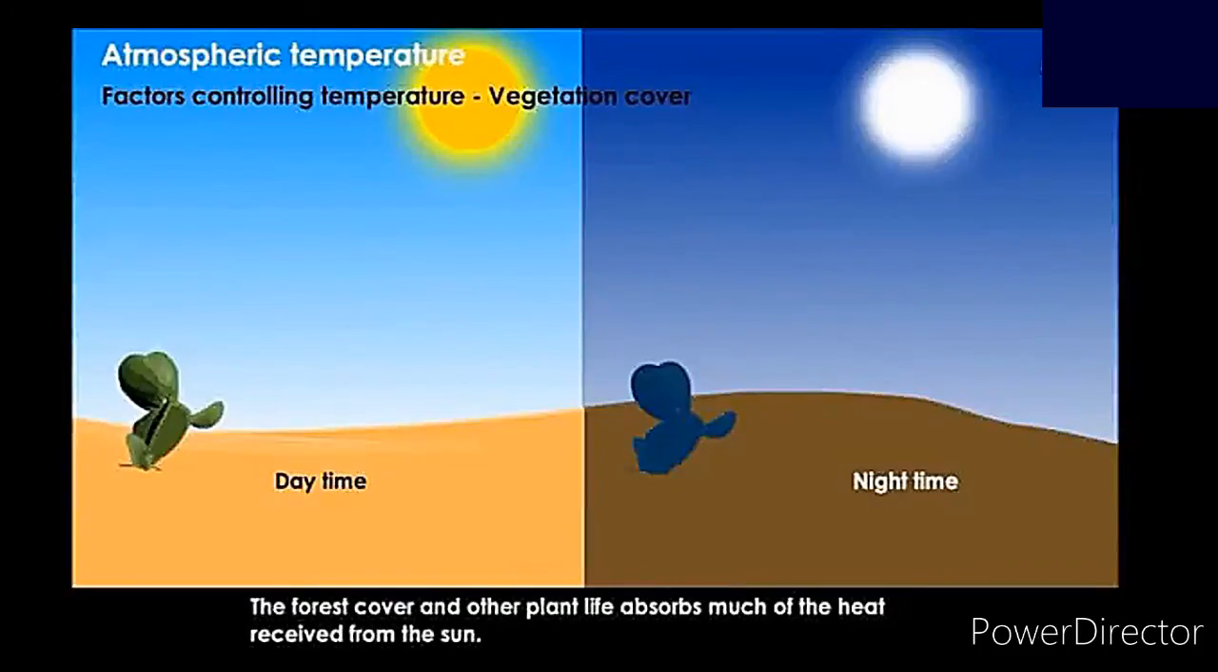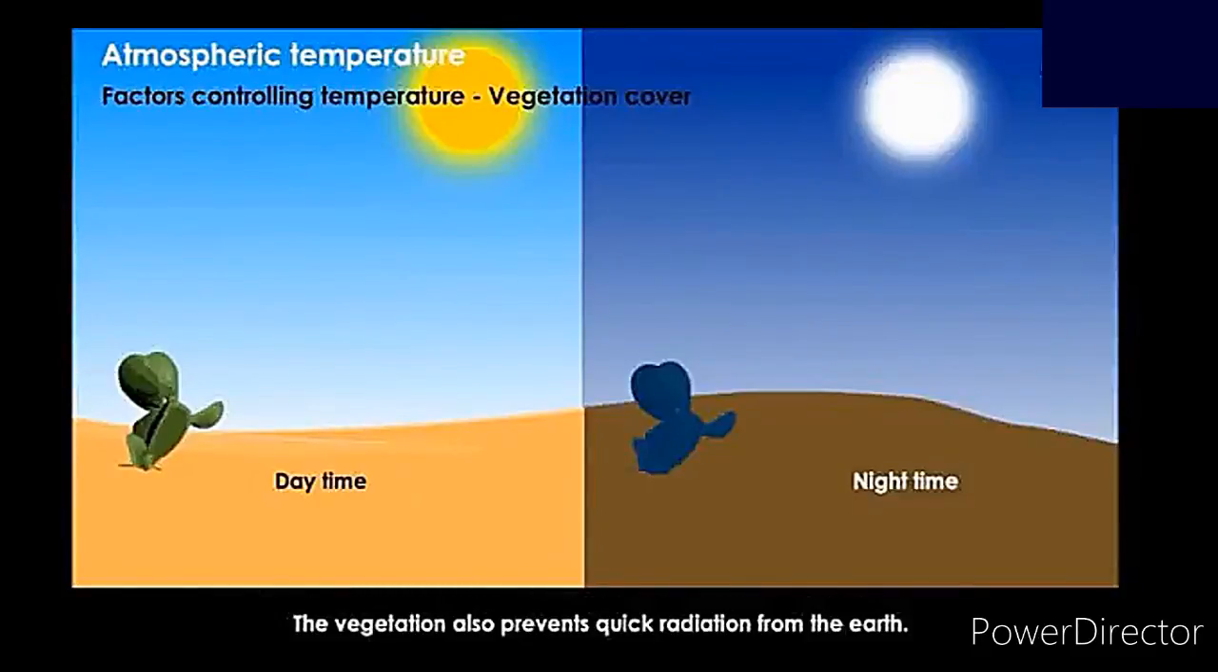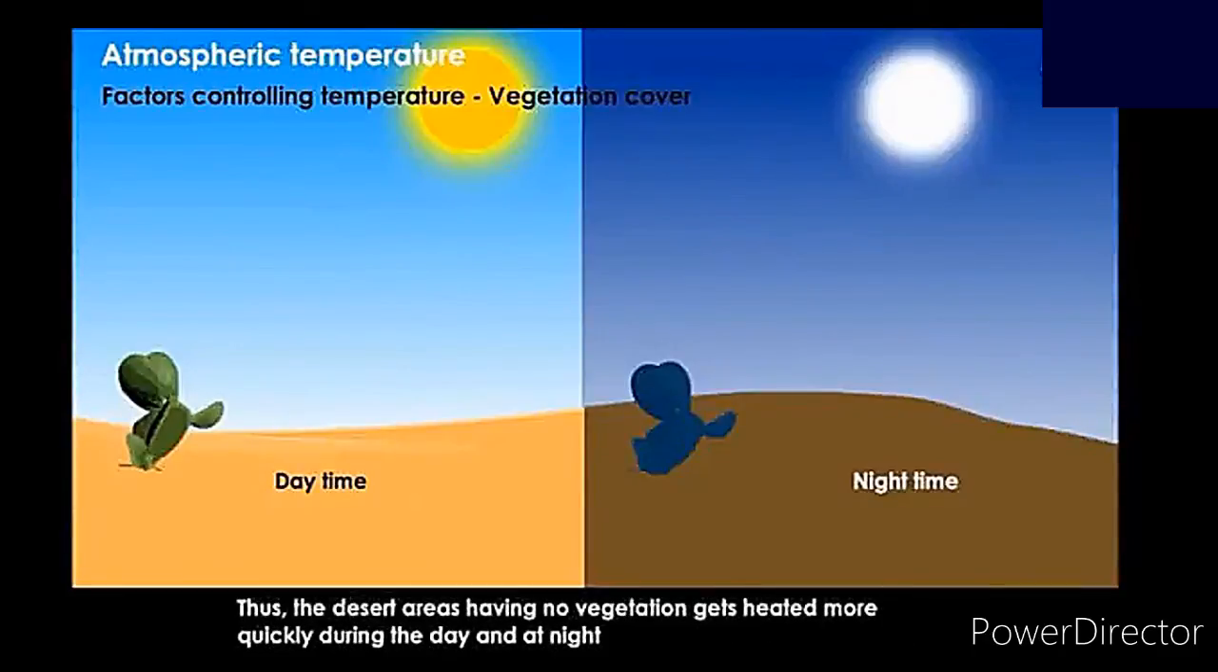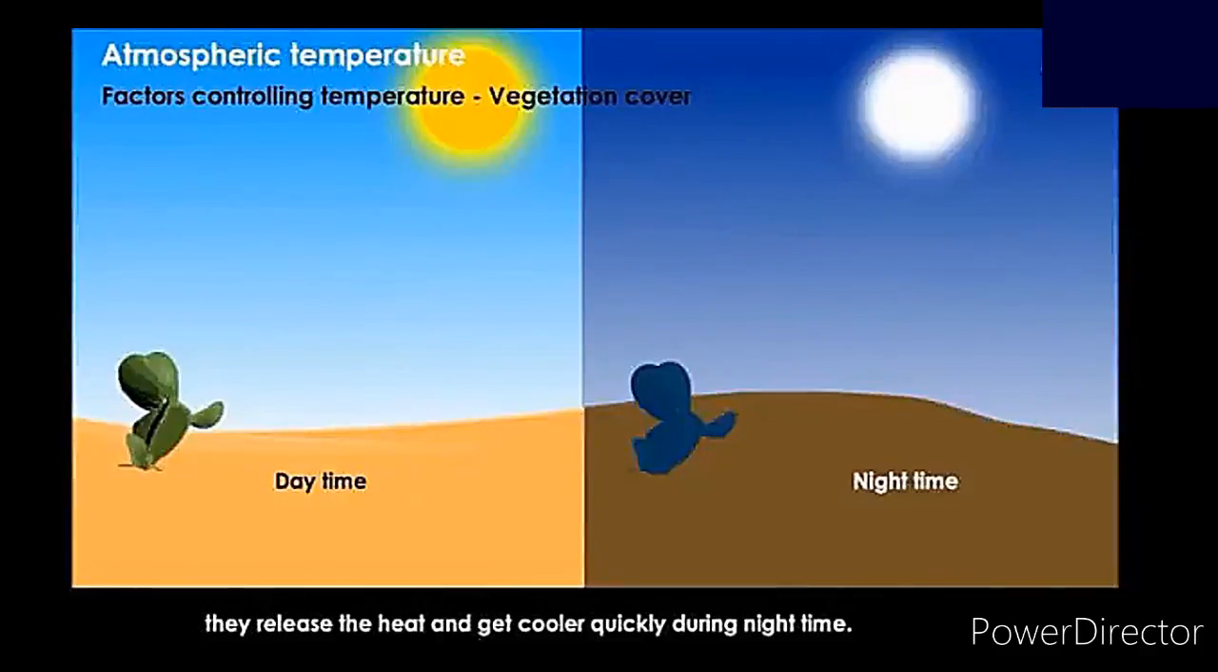Next is vegetation cover. The forest cover and other plant life absorb much of the heat received from the sun. The vegetation also prevents quick radiation from the earth. Thus, the desert areas having no vegetation get heated more quickly during the day, and at night they release the heat and get cooler quickly.